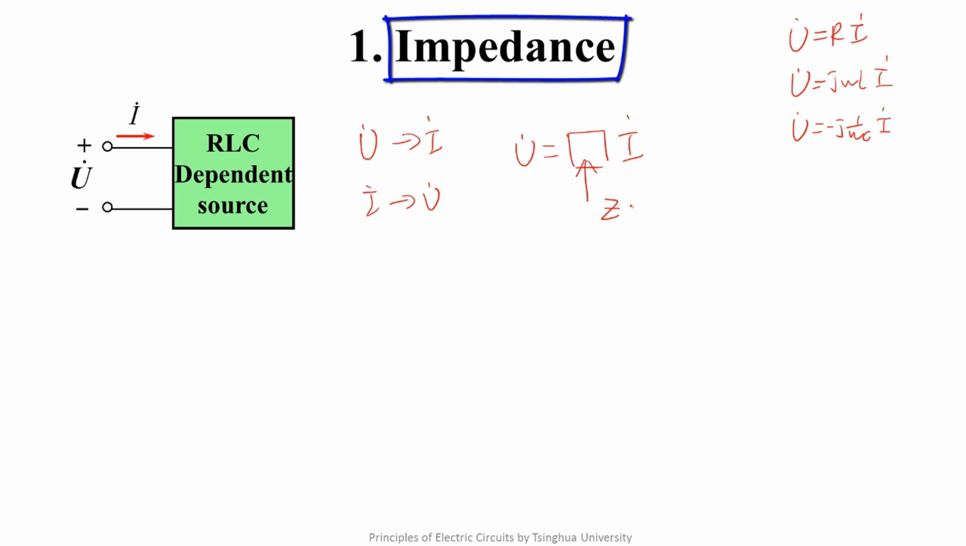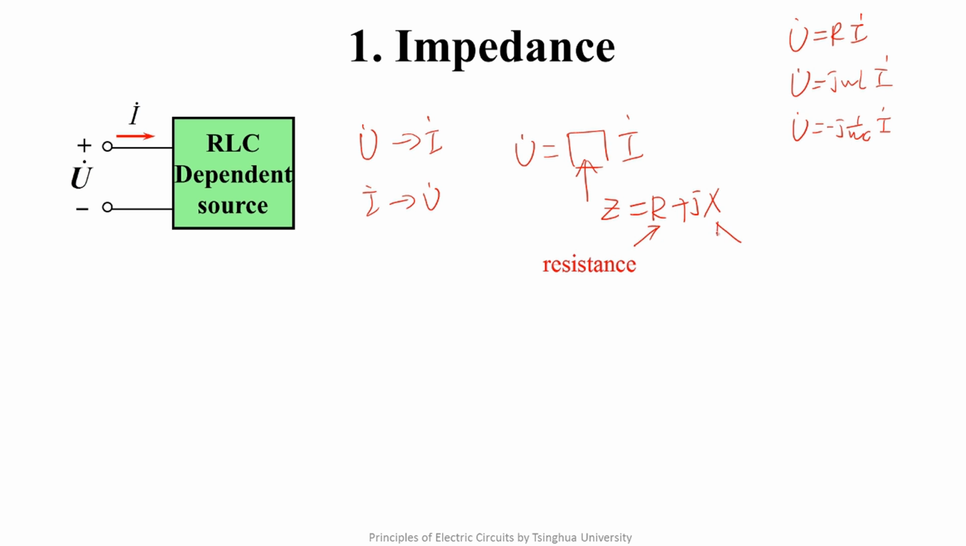The impedance often has a real part and imaginary part. Its real part is called resistance. Its imaginary part is called the reactance. It can also be written as a form of modulus and a phase angle. The modulus is called the modulus of the impedance. The phase angle is called the angle of the impedance. So we can draw the triangle of the impedance. It's like this.